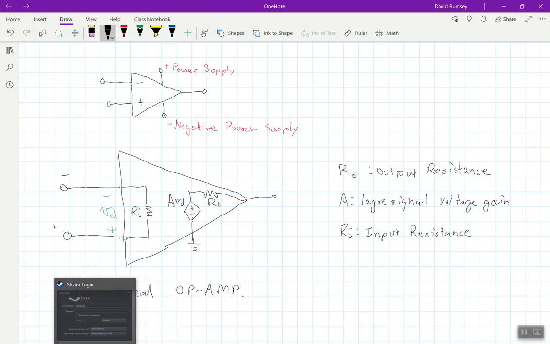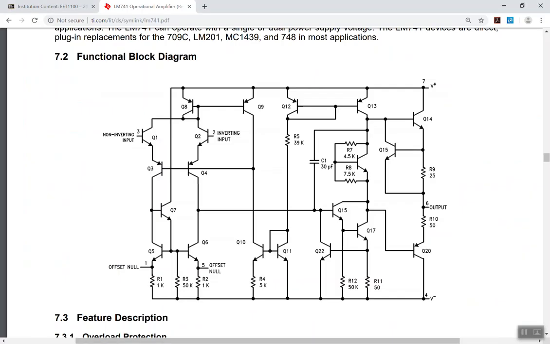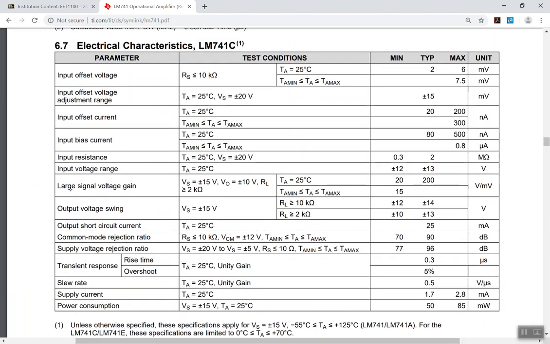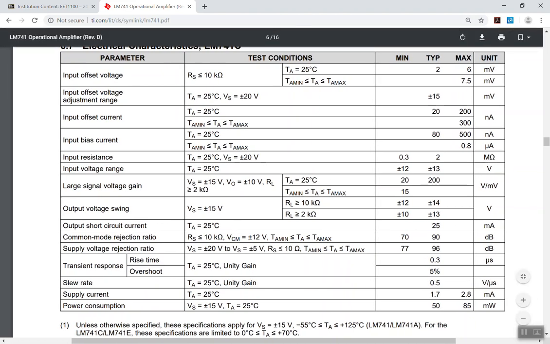And if we go back to this data sheet, let's see if we can find some of those. We can see here, large signal voltage gain, and it's given in the units of volt per millivolt. If you have 200 volt per millivolt, that's a typical value, and that's basically 200,000. So the large signal voltage gain is 200,000. And then it's got an input resistance here, and typical here we can see, 2 megaohms.